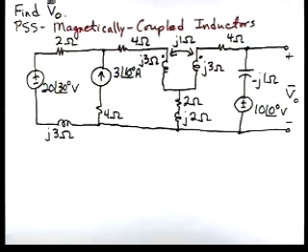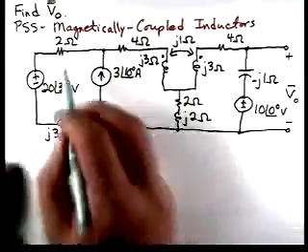Okay, in this problem we're asked to find the voltage V0. We have magnetically coupled inductors, so we're going to use our problem solving strategy entitled magnetically coupled inductors. And the first step is to define mesh currents. So let's define mesh currents on our circuit.